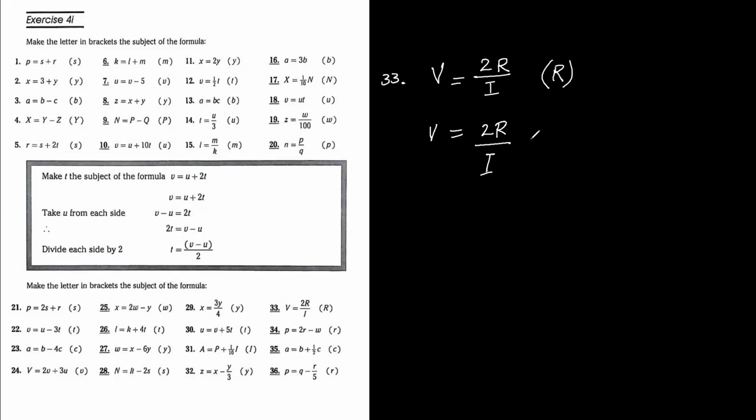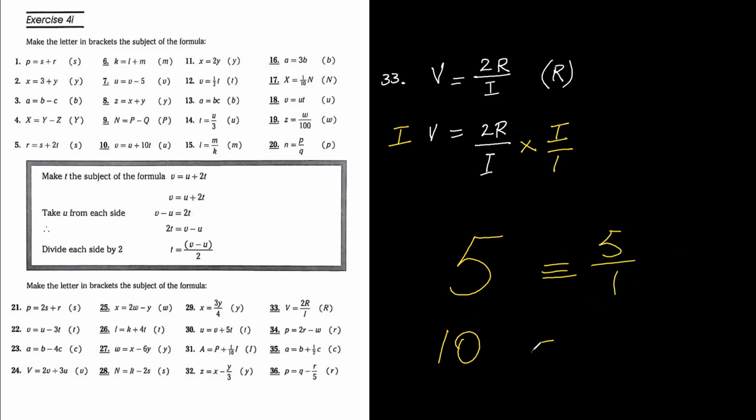So I'm going to multiply both sides by I. Now, I is the same as I over 1. 5 is the same as 5 over 1. 10 is the same as 10 over 1. All right? So don't think that because I'm putting it over 1, that changes anything. So when we multiply both sides by I, what would I get for my third line?